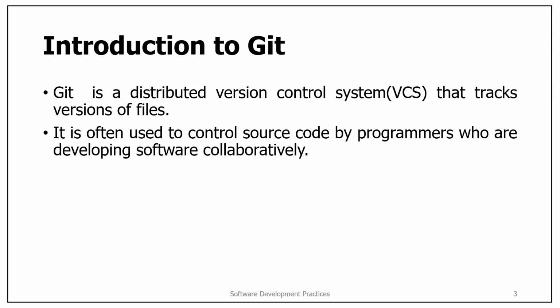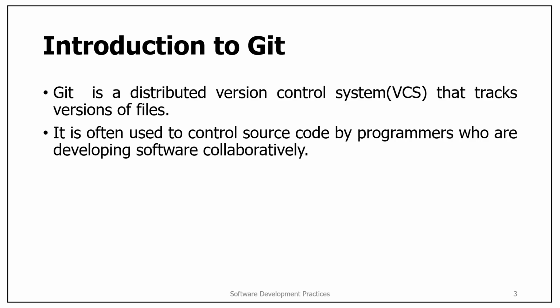So what is meant by Git? Git can be said to be a version control system. That is, it is a distributed version control system which tracks the versions of files. The versions of the files which we are creating will be tracked.